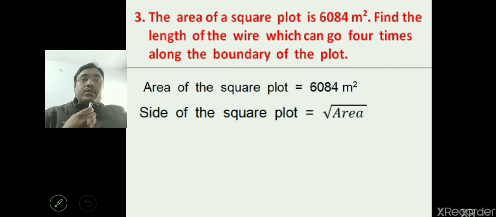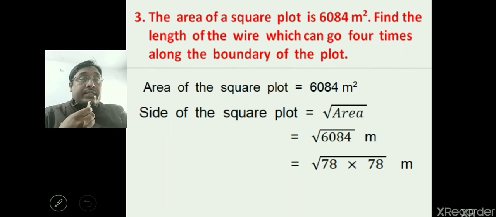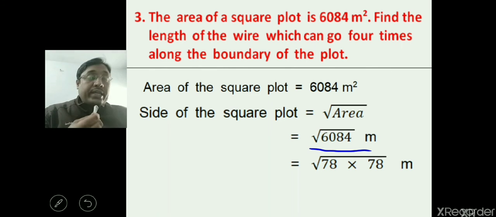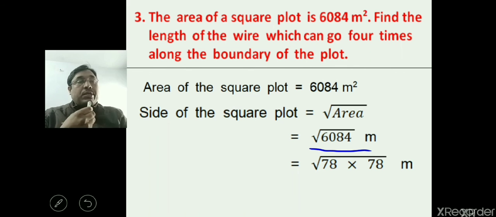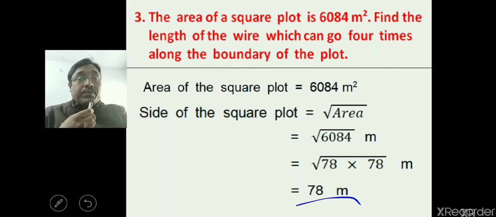Then the side of the square plot, that means the side of this given square, is root over area. Square root of area you can write. So the area is 6084, so under root 6084 meter, because now you are finding the side here. When you prime factorize this number 6084, you will get 78 into 78. So the square root of 78 into 78, since this 78 is forming a pair, it can come outside the square root. So you can write the side of the square plot is 78 meter. This is the side of the square, 78 meter.